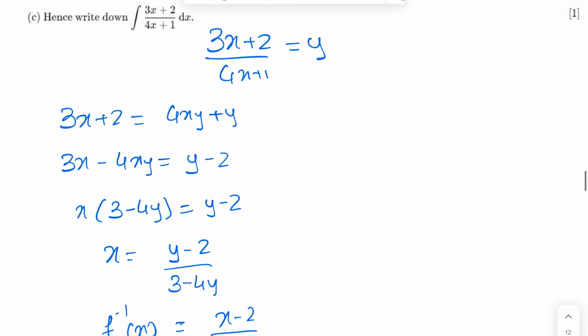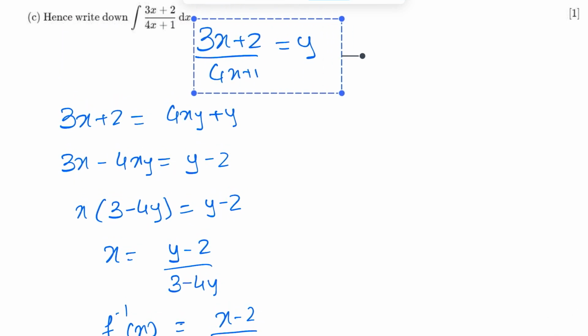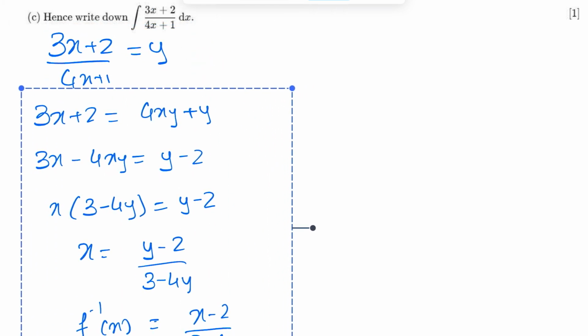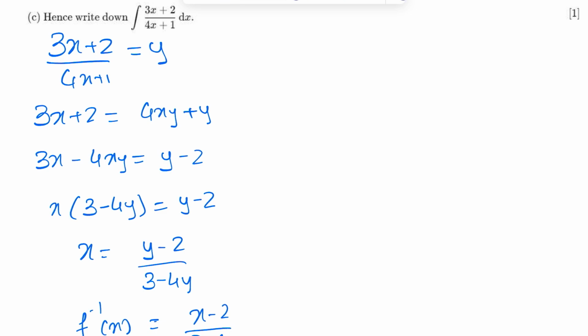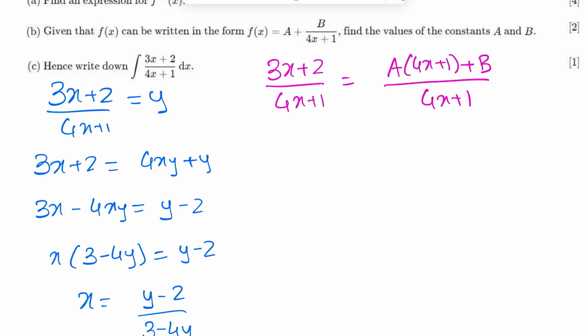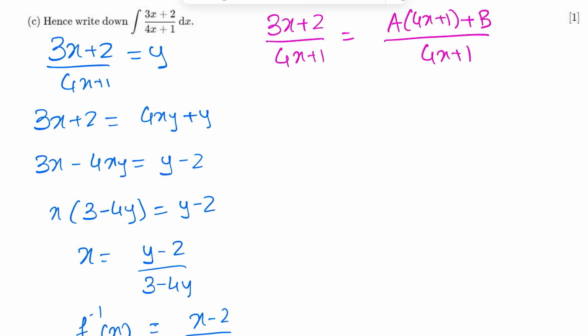So for finding the values of a and b, we are going to do the partial fractions. f of x is (3x plus 2) upon (4x plus 1) equals a plus b upon 4x plus 1. The 4x plus 1 cancels. So what do I get? 3x plus 2 equals a times (4x plus 1) plus b.